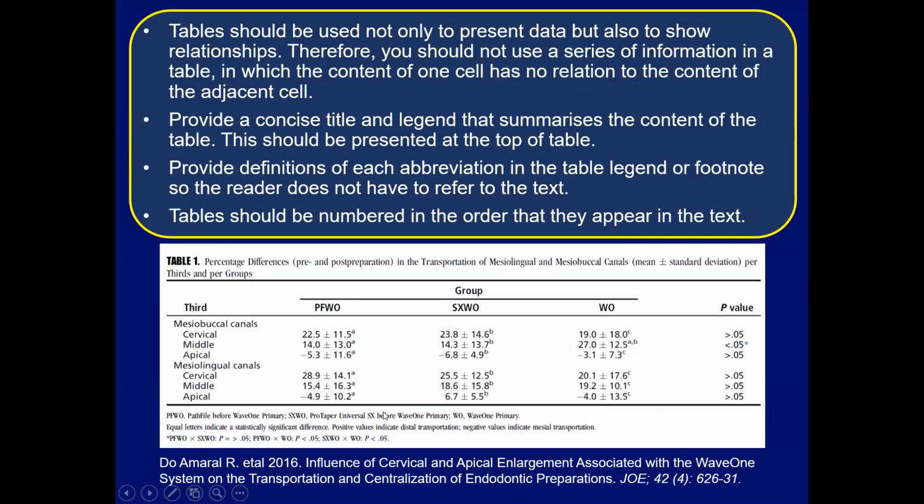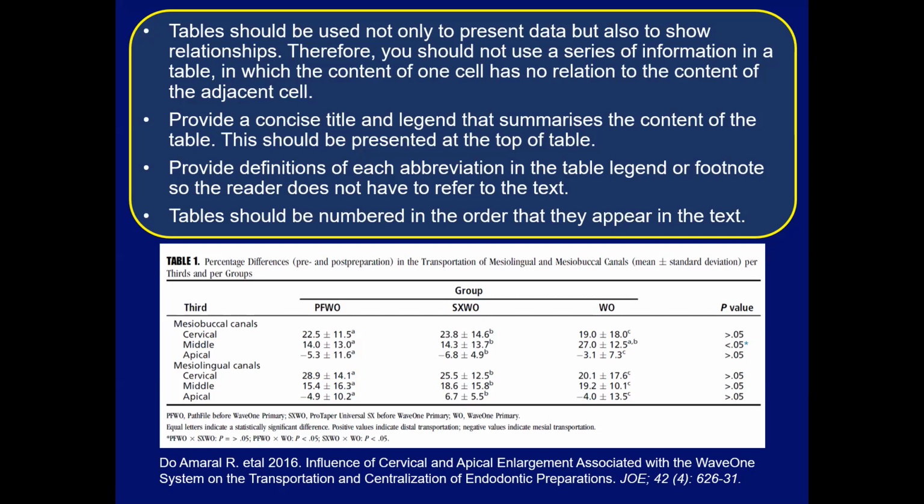Tables should be used not only to present data, but also sometimes to show relationships. Therefore, you should not use a series of information in tables in which the contents of one cell have no relation to the content of the adjacent cells. Always find the relationship between them in an objective way. Try to avoid scattering your information, so put everything in that table.